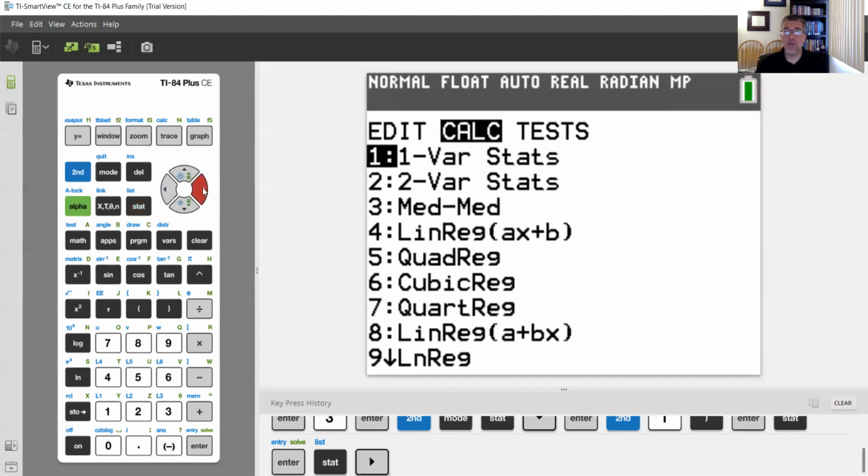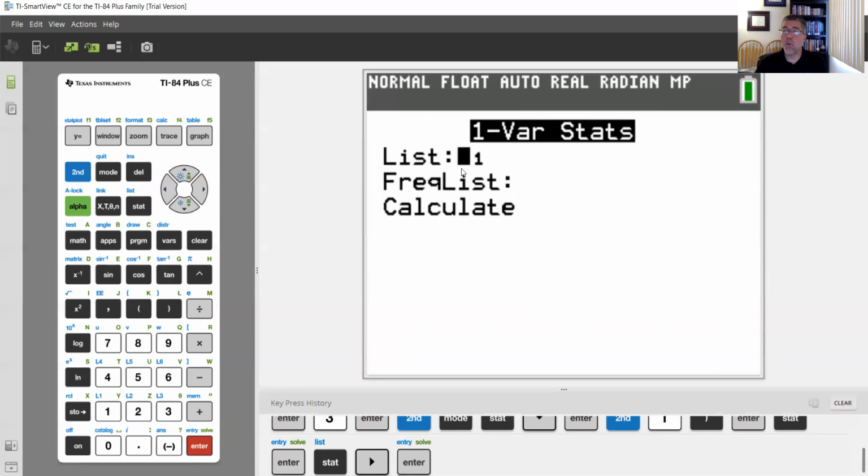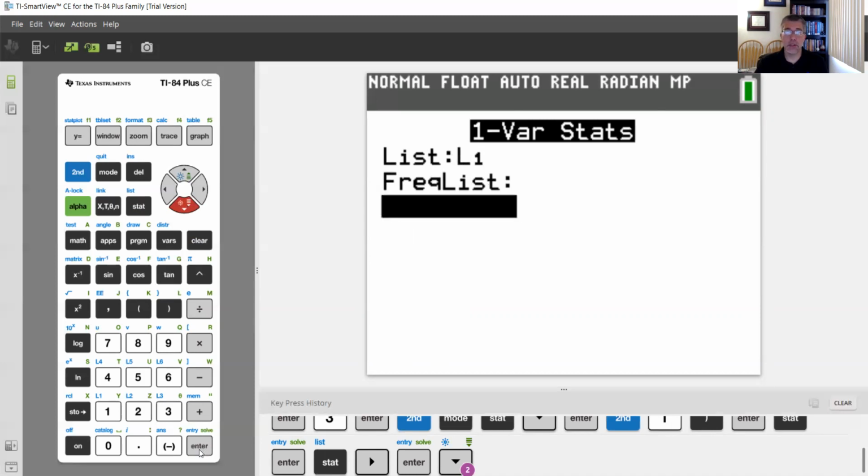So we're going to arrow over to calc, and I'm going to do 1-variable statistics since I only have 1 column of statistics. It's already highlighted under 1, so I don't have to move the cursor at all. I'm going to hit enter, and then it's going to say, what list do you want to use? And I'm going to say, yes, list 1. Okay. And so list 1 is L1, and I'm going to then arrow down to hit calculate.